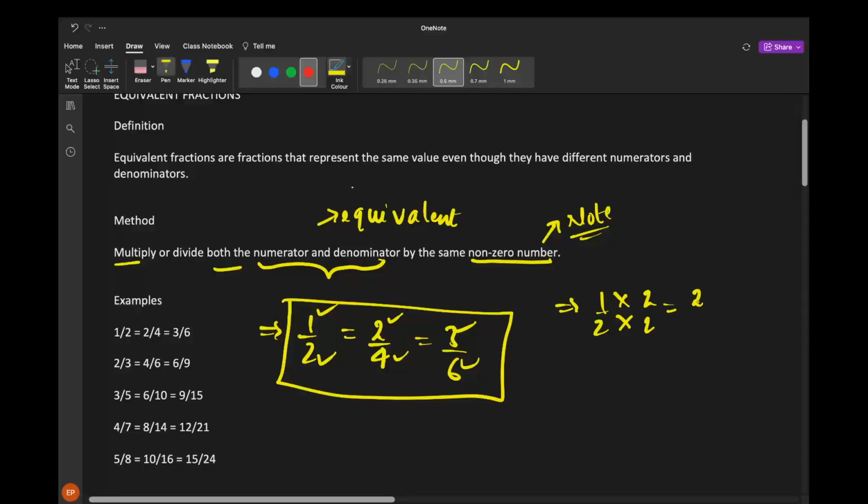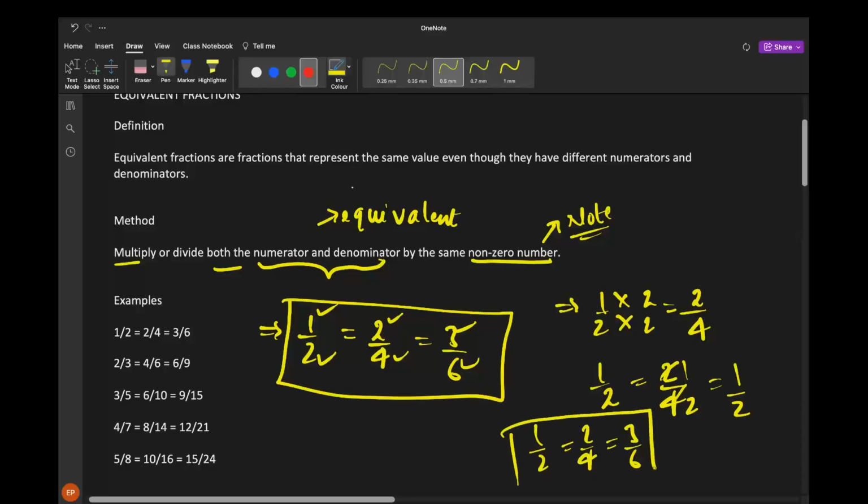Here I am taking 2, right? 1 into 2 gives 2, 2 into 2 gives 4. Which means 1 by 2 is equal to 2 by 4, right? We can simplify further. 2 ones are 2, 2 twos are 4, which gives 1 by 2. Therefore, 1 by 2 is equal to 2 by 4 is equal to 3 by 6. These all three fractions are equal. These are called equivalent fractions.